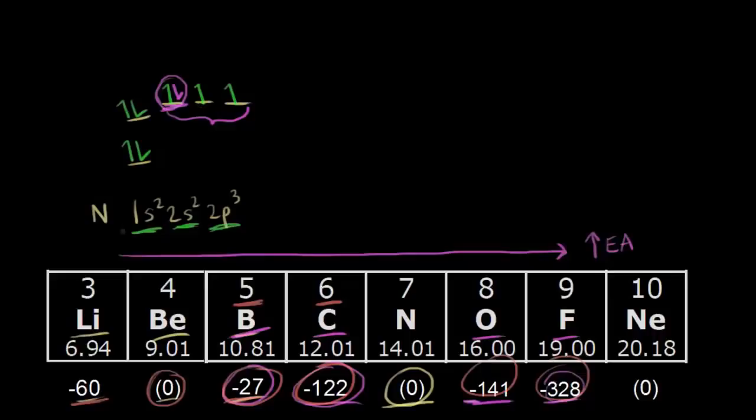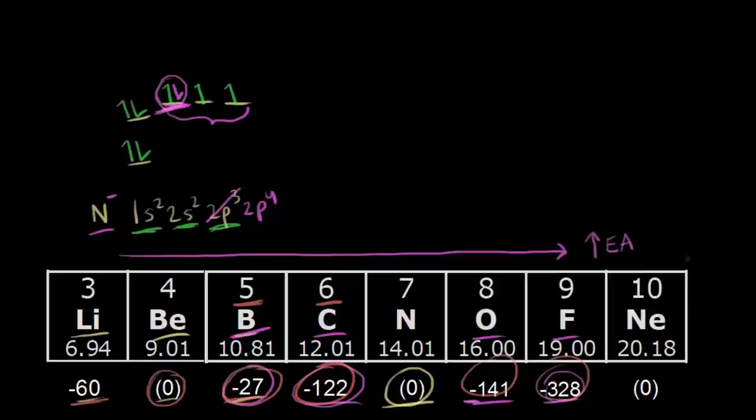So if we were to add an electron to nitrogen, we'd have a negative charge now, and this would no longer be 2p3, this would be 2p4. And again, that extra electron-electron repulsion is the reason that you usually see given in textbooks for the fact that nitrogen does not have an affinity for an electron.